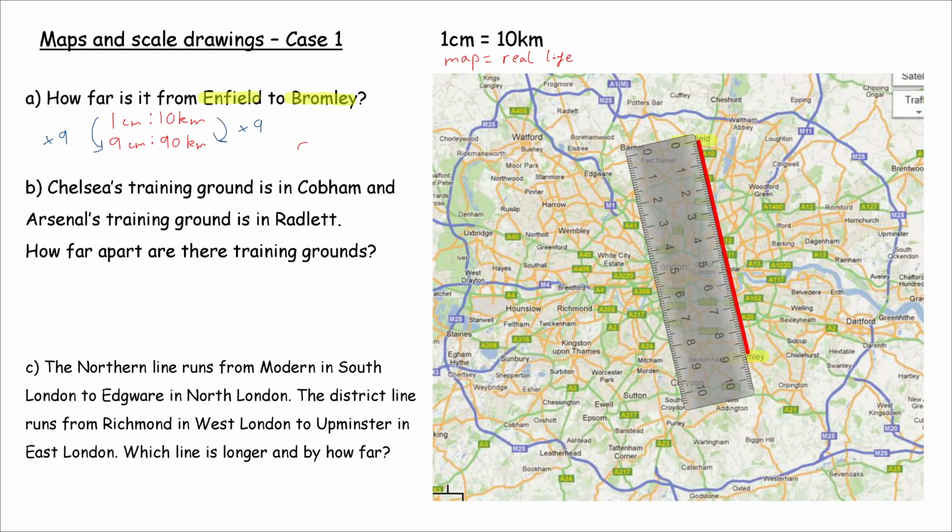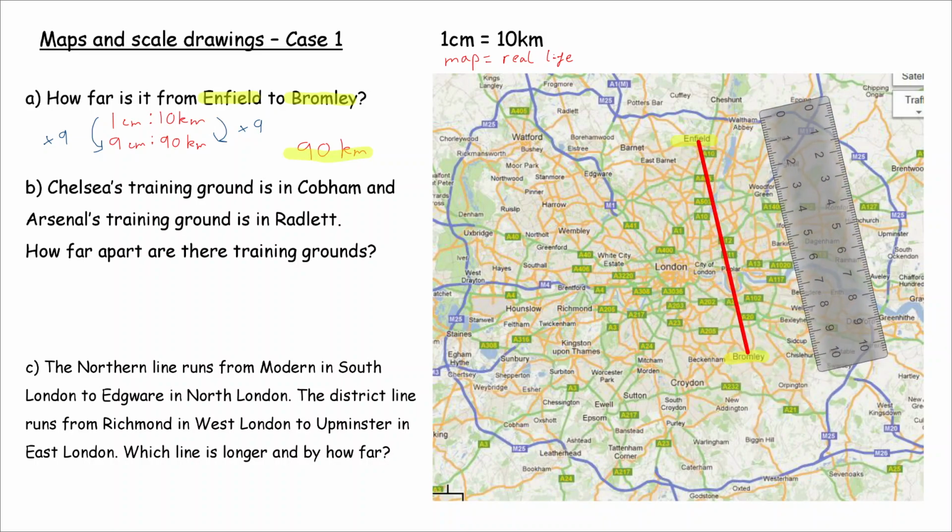So let's go right over here. So 90 kilometers is the first one. Let's go and highlight that so you can see clearly what is going on there. Good. Okay, perfect. And let's get the ruler out of the way.